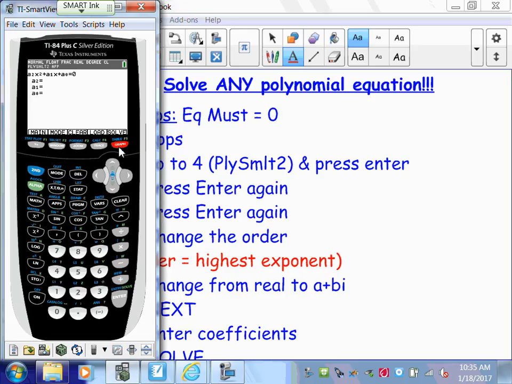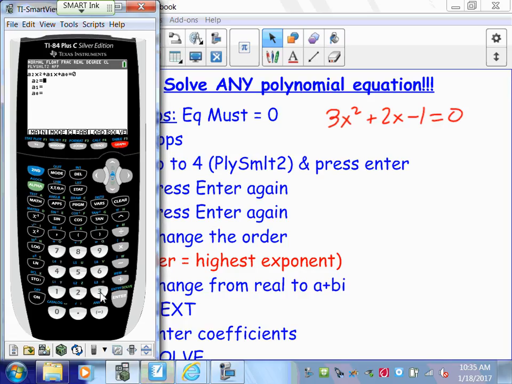A, B, C. It's easy. In this case, A2 would be the coefficient of the first term, then A1 would be the middle coefficient, and A0 would be the one that doesn't have an x on it, the constant. So for example, if you're trying to solve 3x squared plus 2x minus 1 equals 0, then you would just type in 3, 2, and since it's a minus 1, negative 1.